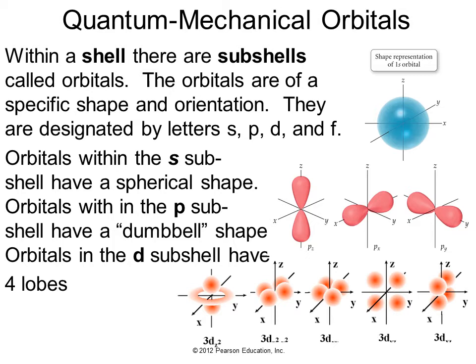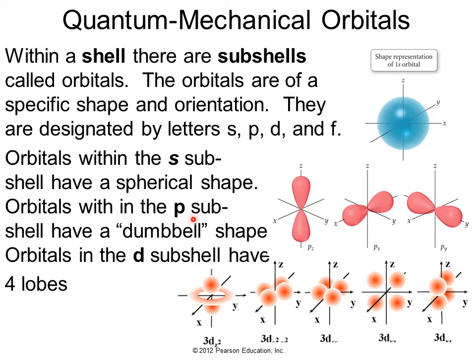Now we're going to look at the quantum mechanical view of the atom, with orbits that are kind of probability clouds. So within a shell, there are subshells, and these are called orbitals. The orbitals have a specific shape and orientation. They are designated by the letters s, p, d, and f. For instance, orbitals in an s subshell have a spherical shape, shown here. And of course, the sphere has no orientation.